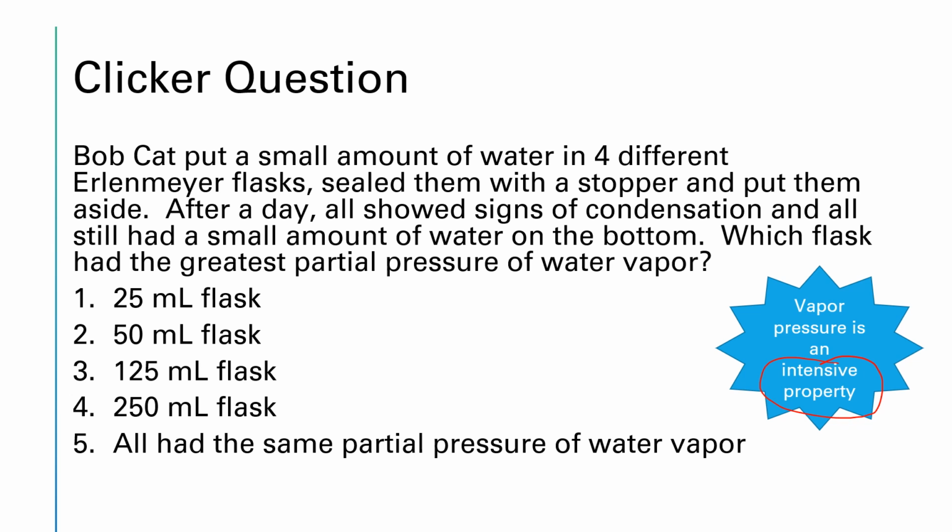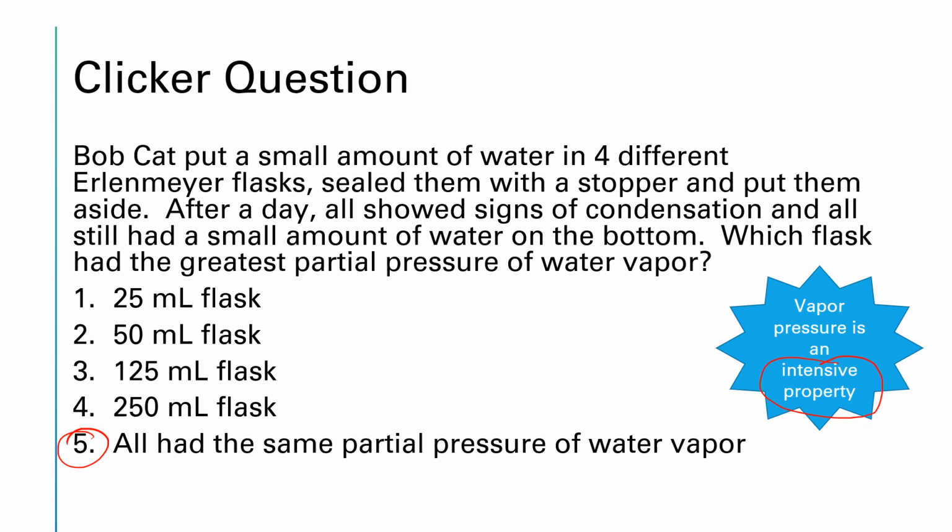Once it has reached equilibrium and you've reached that vapor pressure, it's the same, whether you give it a great big volume to occupy or whether you give it a little itty bitty volume to occupy. So the vapor pressure of water remains the same whether you've got a little sample of it or a big one. So the best answer would be 5, that they all had the same partial pressure of water.